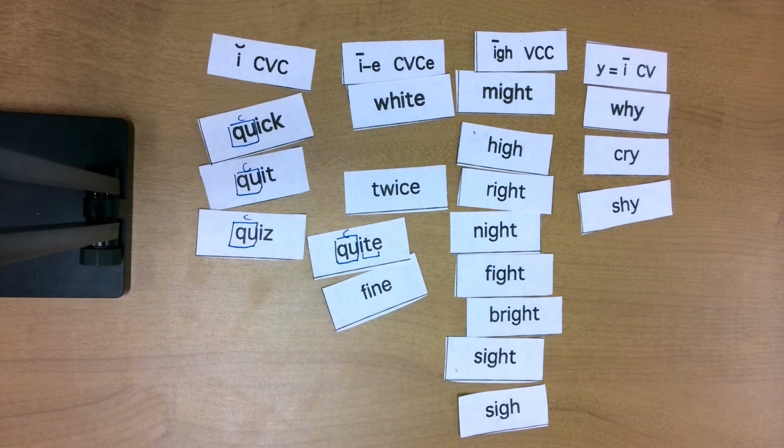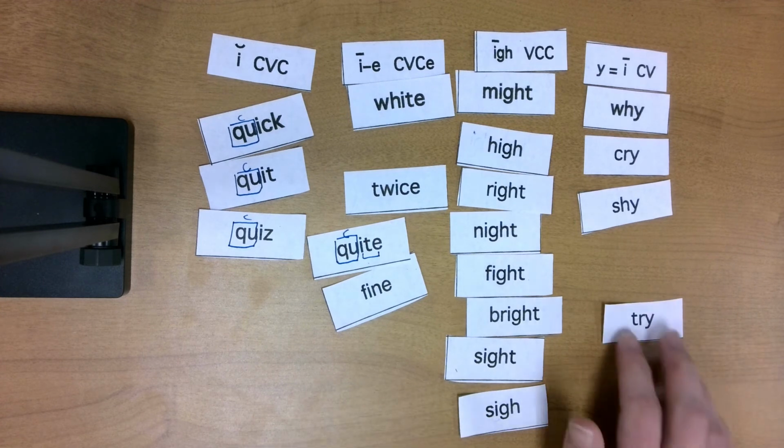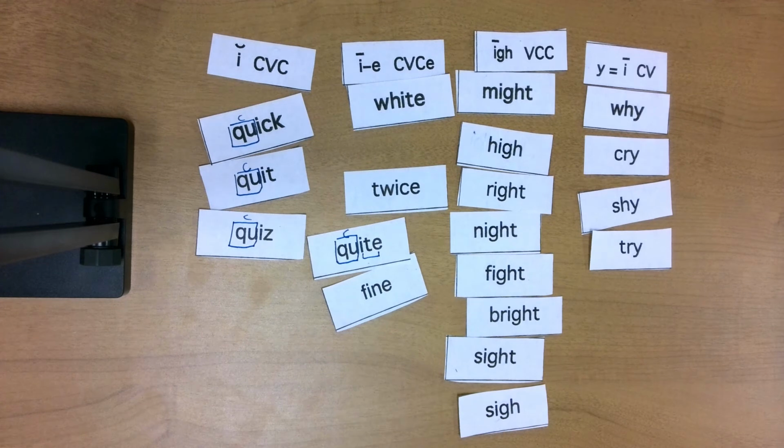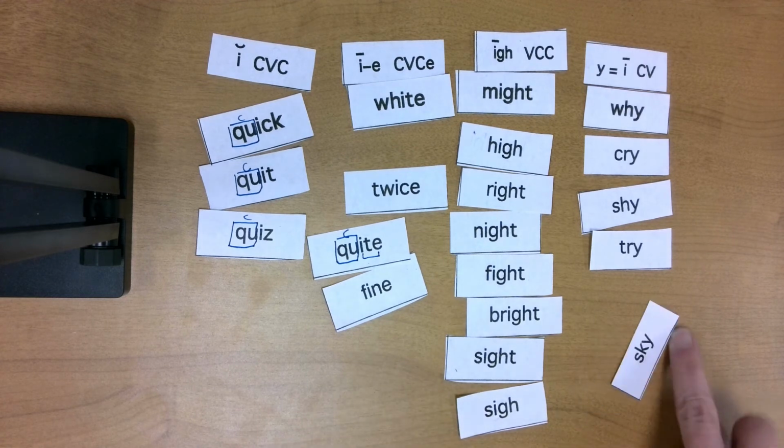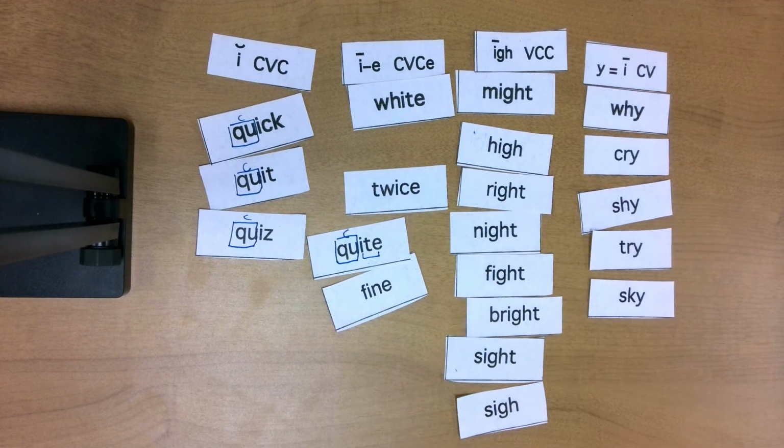My next word is try. Tap that out with me. I. That one's with a typical Y at the end to make that I sound. My next word is sky. I. Again, a Y that says I at the end of a word, open syllable. My next word is write.